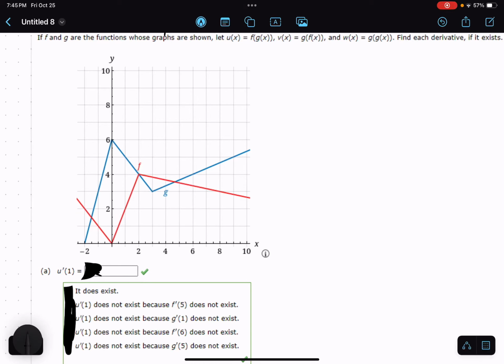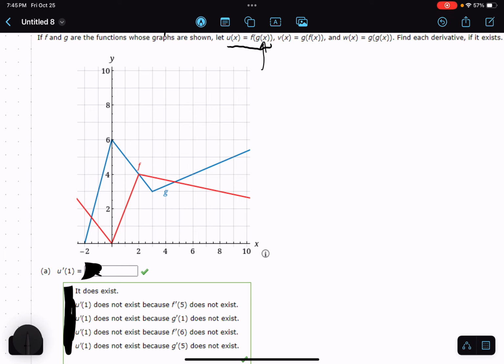When approaching this question, the first thing you want to consider is the chain rule. So if you want to find the derivative of f of g of x, you look at what u of x matches, which is f of g of x right here. So when you look at f of g of x, it's just the formula.